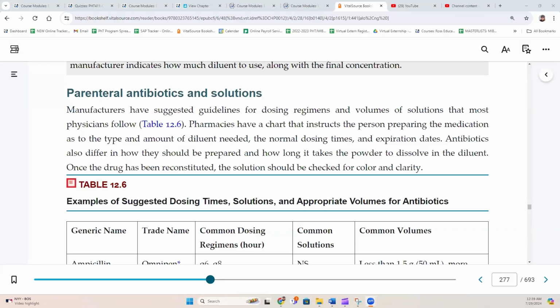Manufacturers have suggested guidelines for dosing regimens and volumes of solutions that most physicians follow. Pharmacies have a chart that instructs the person preparing the medication as to the type and amount of diluent needed, the normal dosing times, and expiration dates. Antibiotics also differ in how they should be prepared and how long it takes the powder to dissolve in the diluent. Once the drug has been reconstituted, the solution should be checked for color and clarity.